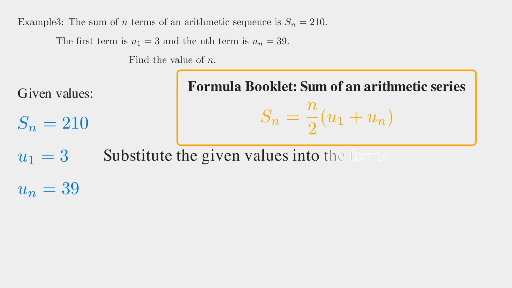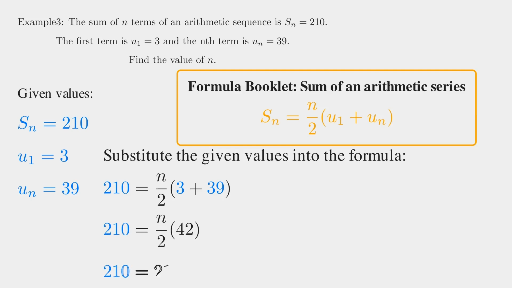Now let's substitute our known values into this formula. 210 is equal to n over 2 into 3 plus 39. First, simplify the expression inside the parentheses. This will give you 42. So we have 210 is equal to n over 2 times 42. Thus, when solving this equation, we get n is equal to 10. This tells us that there are 10 terms in this sequence. This example highlights the importance of choosing the most efficient formula from your formula booklet based on the given information.